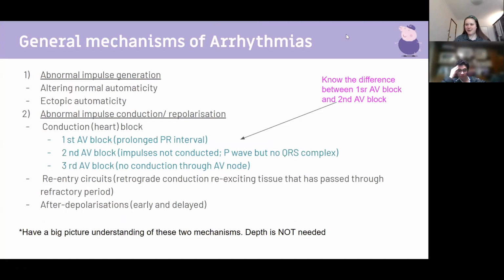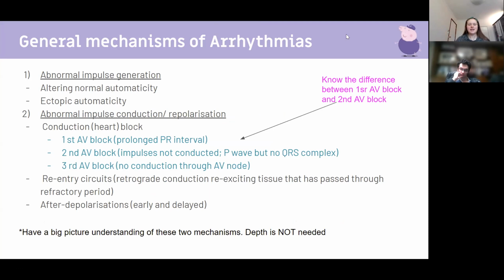In terms of arrhythmias, two things can go wrong. The first is that the impulses being generated, your electrical impulses, are generated abnormally, so the actual impulse isn't working. The second is the conduction pathways. Hopefully you've seen how the AV node, SA node, and Purkinje fibers form that pathway, and something has gone wrong there.